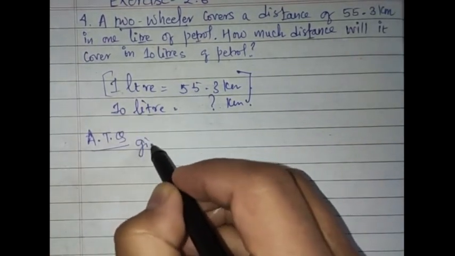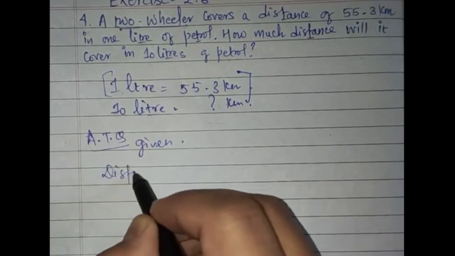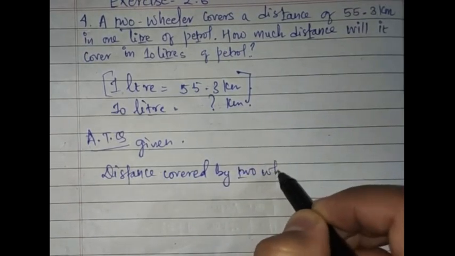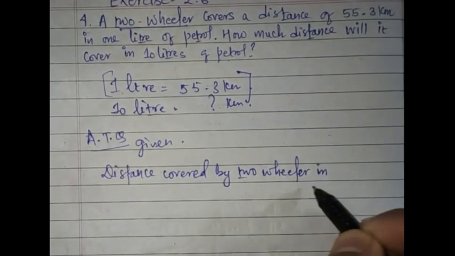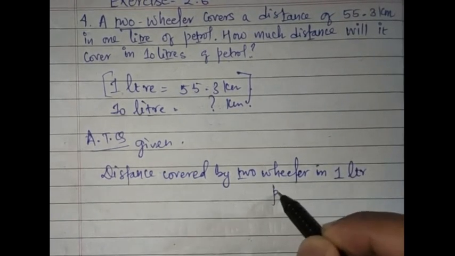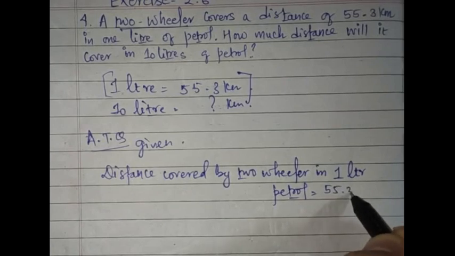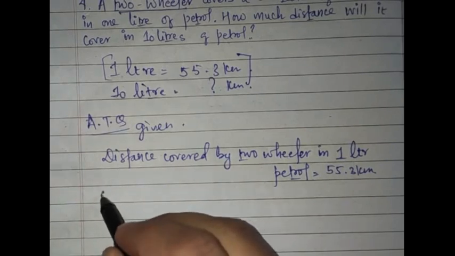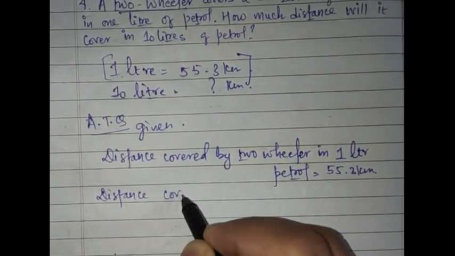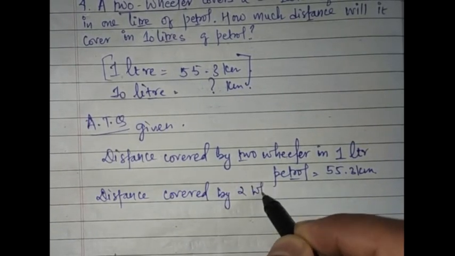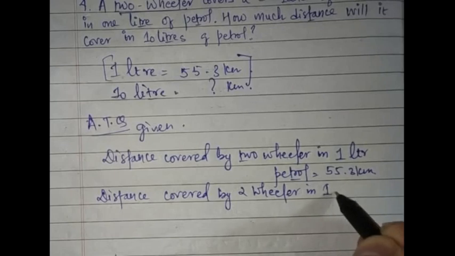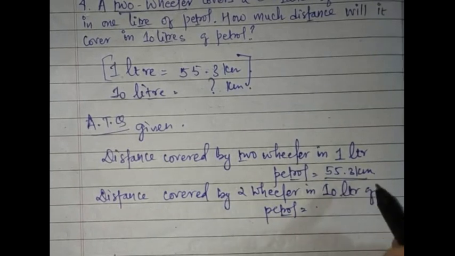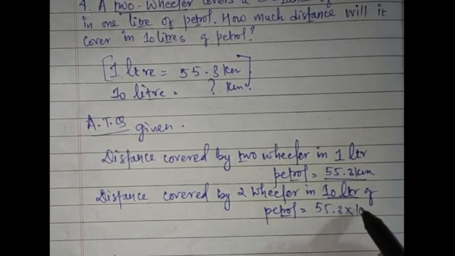It is given: the distance covered by a two-wheeler in 1 liter of petrol is 55.3 km. Within this 1 liter it is covering this much. So the distance covered by the two-wheeler in 10 liters of petrol will be, if in 1 liter it is covering this much, then in 10 liters it will cover 55.3 into 10.